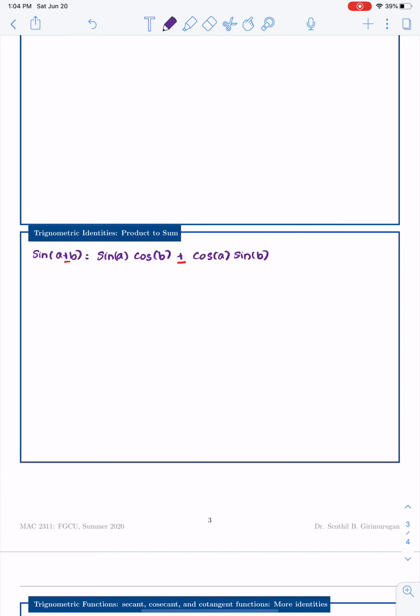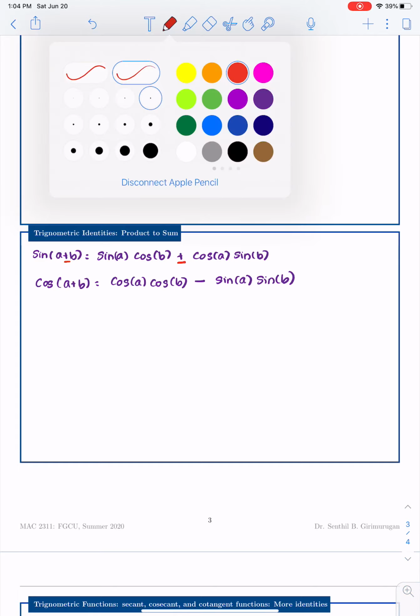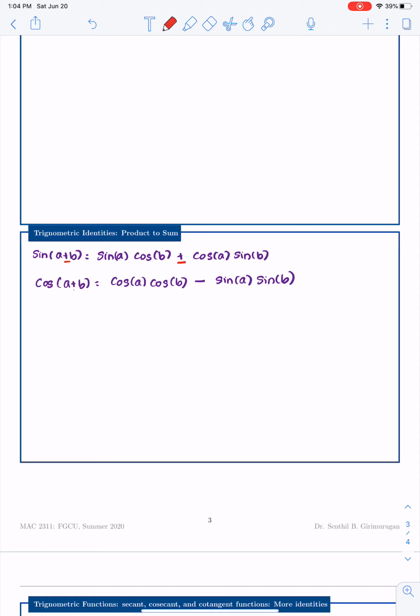In a similar manner, cosine A plus B is cosine A cosine B minus sine A sine B. So instead of A plus B, if I have A minus B, then the identity is cosine A cosine B plus sine A sine B.